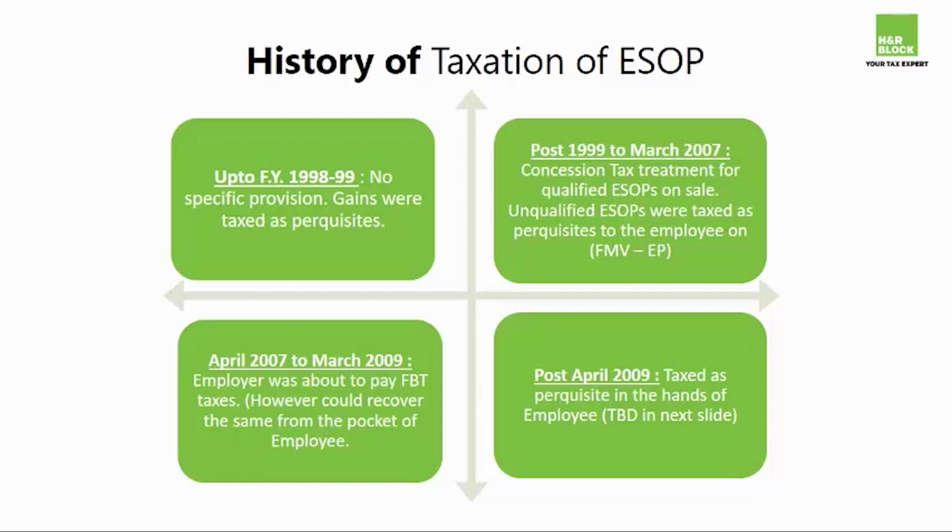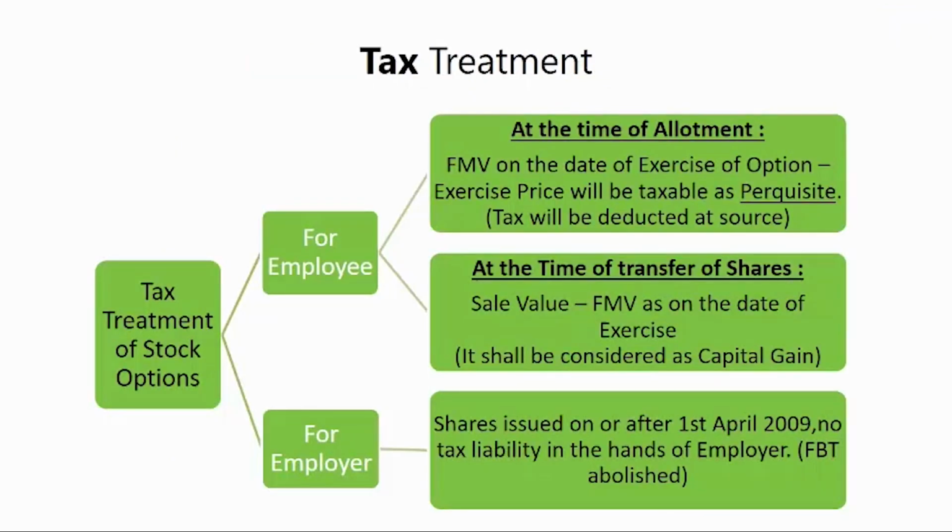Sorry, post April 2009, it is taxed as perquisites in the hands of the employee, to be discussed in the next few slides. So the tax treatment of employee stock option is divided into two parts, for employee and employer. We are more concerned with the employee's taxation, so it is further divided into two parts: at the time of allotment and at the time when you actually sell those shares.